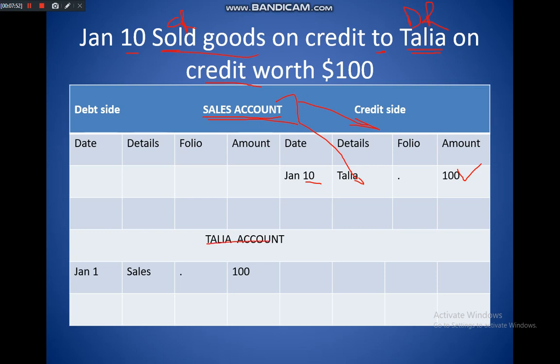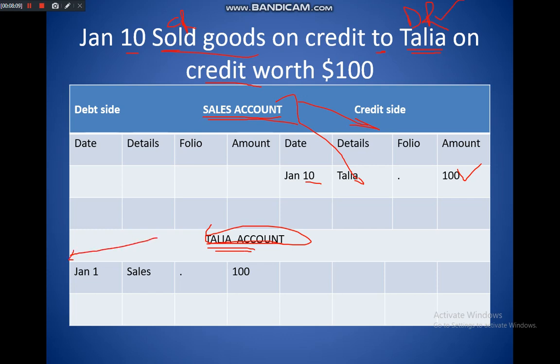We open another account, so open Talia. Can you write Talia account? When you're done writing Talia account, then you underline. Can you underline that? All right, what are we doing to Talia? We agree that Talia is being debited. We are debiting Talia, so you move on to the debit side.